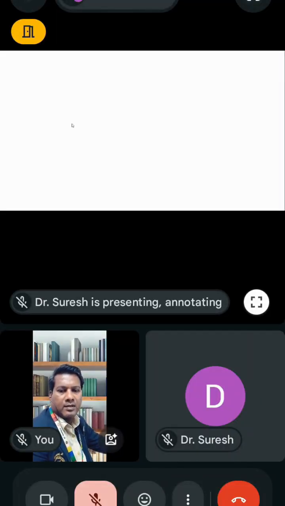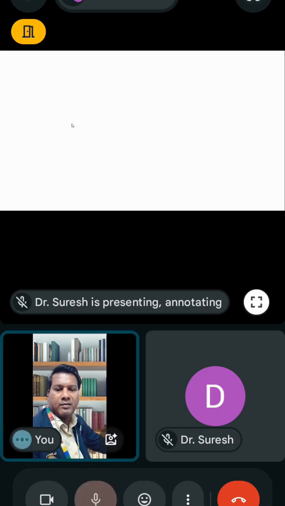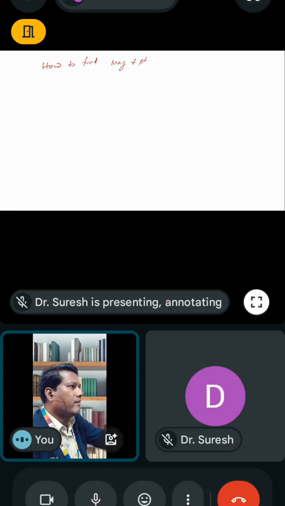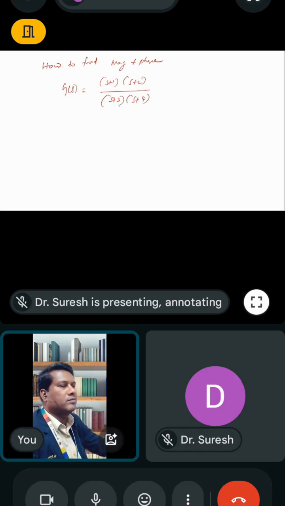Hello students. Now we are going to find the magnitude and phase angle of a given transfer function. So how to find magnitude and phase angle? Assume the given transfer function is in the form of (s plus 1)(s plus 2) divided by (s plus 3)(s plus 4).